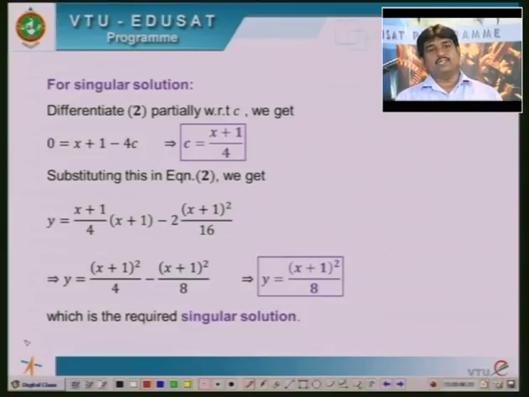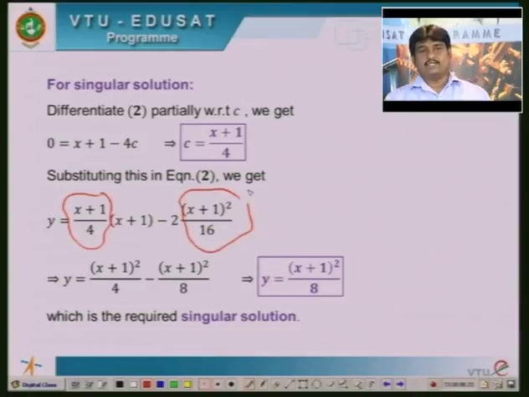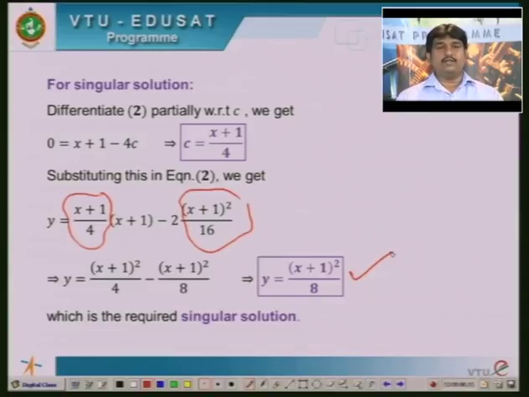Substitute this C value in y equals Cx + C − 2C square. C is (x + 1) by 4, so y equals (x + 1) by 4 into (x + 1) minus 2 into C square, which is (x + 1) whole square divided by 16. Now simplify this. (x + 1) into (x + 1) is (x + 1) whole square. So (x + 1) whole square by 4 minus (x + 1) whole square divided by 8. Now 1 by 4 minus 1 by 8 is plus 1 by 8 times (x + 1) whole square. This is the required singular solution of the given differential equation.